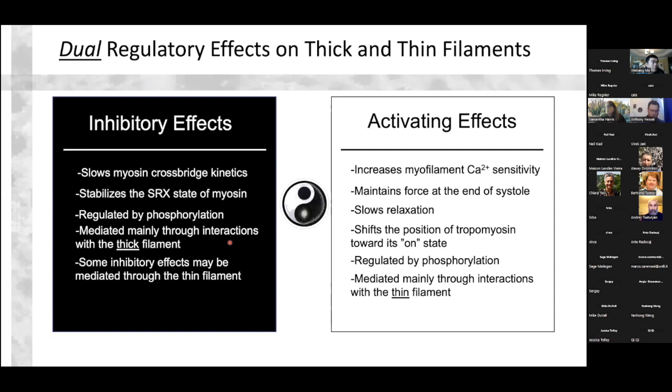On the other hand, there is some evidence that some inhibitory effects might be mediated through the thin filament as well. For instance, C protein can compete with myosin heads for binding to the thin filament. And this is thought to account for at least some decrease in ATPase activity in solution.